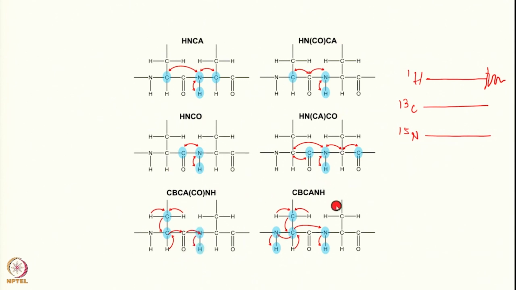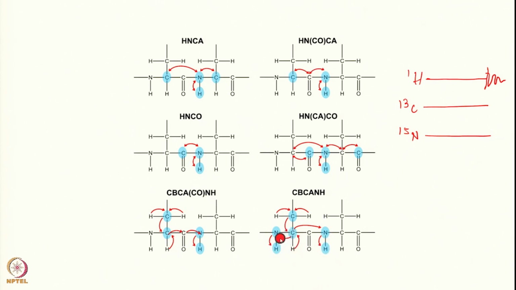For detection here. And in this particular case, the CBCANH, you start from H beta or H alpha, you come down to the C alpha. It is a two step process here: H beta to C beta and then to the C alpha, and from here also you go to the C alpha. From C alpha you go to the nitrogen, and you collect the signal as amide proton chemical shifts at this point. Therefore these will establish correlation. What correlation do they establish?